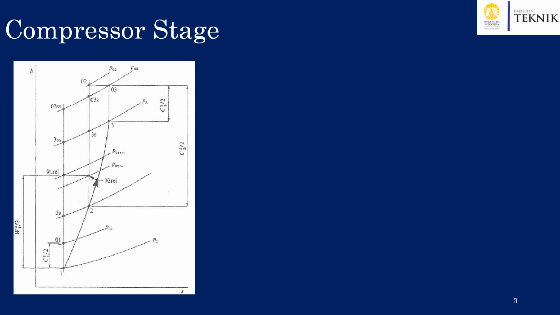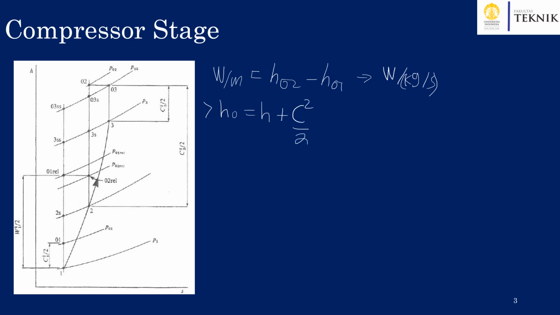the enthalpy-entropy diagram here on the left side, and we can get the work per mass flow rate and write it as a function of total enthalpy at the outlet of the rotor minus the enthalpy at the inlet of the rotor. But this has a unit of watt per kilogram per second. We also can write down that the total enthalpy at any point, H0, is equal to the static enthalpy plus the absolute velocity to the power of 2 divided by 2.